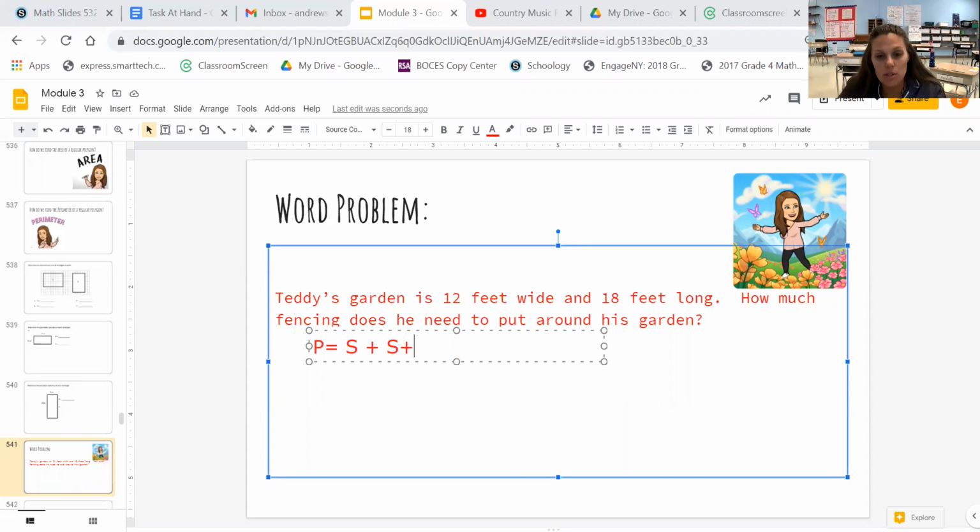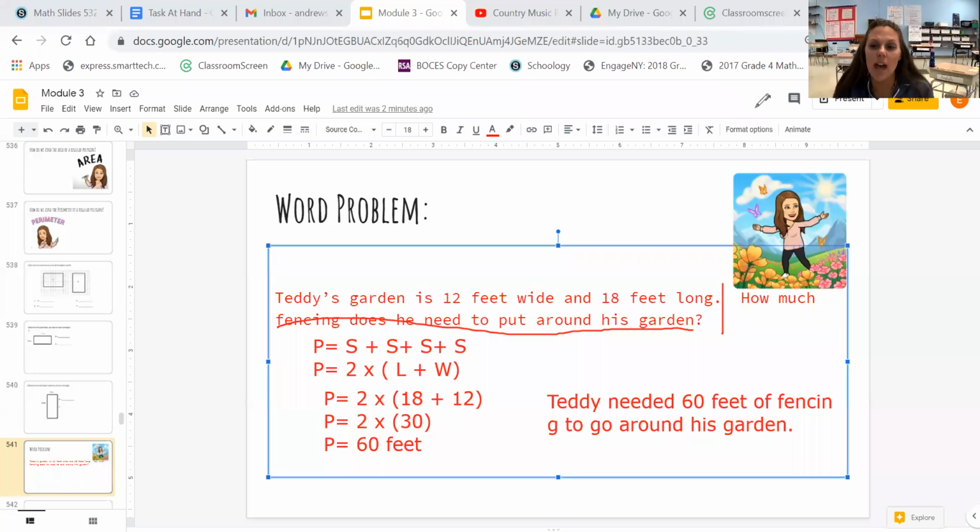One strategy you could do is just simply adding up all the sides. Another strategy you could have done was taking 2 times length plus width, your choice. I'm going to pause your video, try it out. Notice our numbers are a little bigger this time, and check back with me. Thanks.